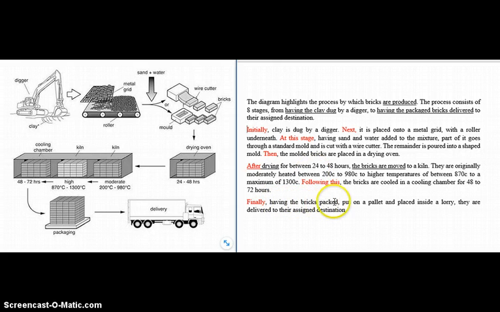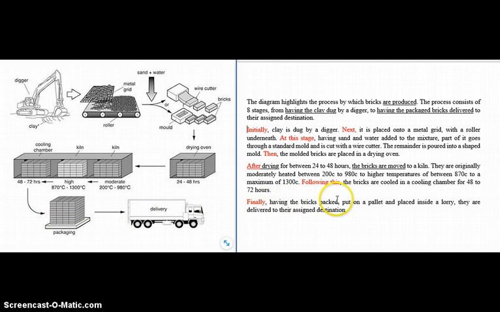Having the bricks packed, comma, put on a pallet. Now this is a pallet. This big piece, it's usually made of wood, where you put very heavy materials on top of it, and then usually it goes into a lorry or a truck. So this bottom part here is called a pallet.